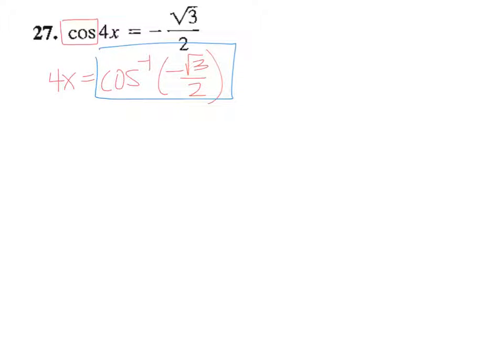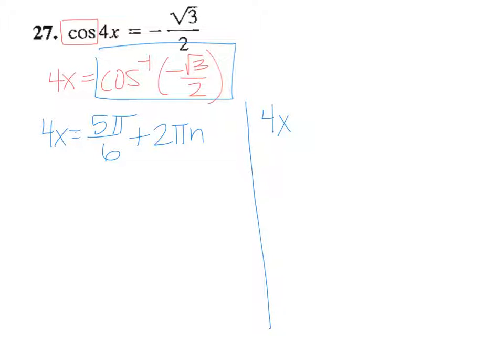So since it's negative, I know cosine is negative in the second and third quadrant. So we're going to get two equations here. We're going to get 4x equals 5 pi over 6 plus, remember, put the plus 2 pi n at the end of that problem because we want to set up all the possible answers here so we get the whole list. 4x is also equal to 7 pi over 6 plus 2 pi n.